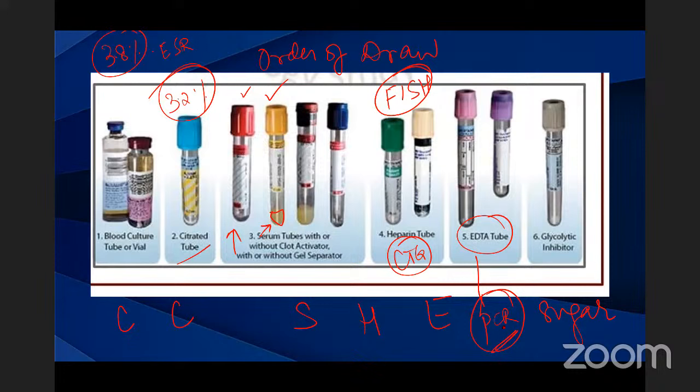What is the best anticoagulant for flow cytometry? You can use either heparin or EDTA. Both are good, but EDTA is better. What is the use of heparin in flow cytometry? The viability of the antigen lasts about 48 hours in heparin and 24 hours in EDTA. But still, antigens are well preserved in EDTA, so we prefer EDTA. And gray is always for sugar. It is sodium fluoride. So these are some points that you should always remember in order of draw.